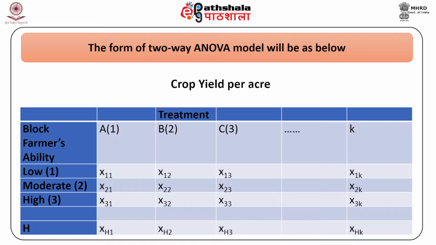Then we have the treatments A, B, C up to K, which can be written as 1, 2, 3 up to K. The cell values are X11, X12, X13, X1K for low. For moderate values we have X21, X22, X23 up to X2K. For high we have X31, X32, X33 and X3K. And for H, which could be very high, etc., it is XH1, XH2, XH3, XHK.